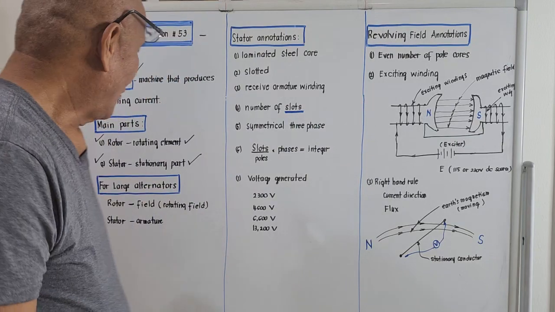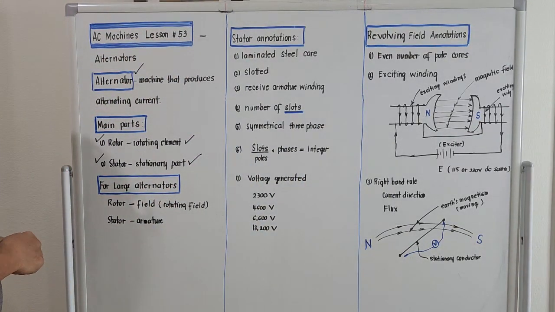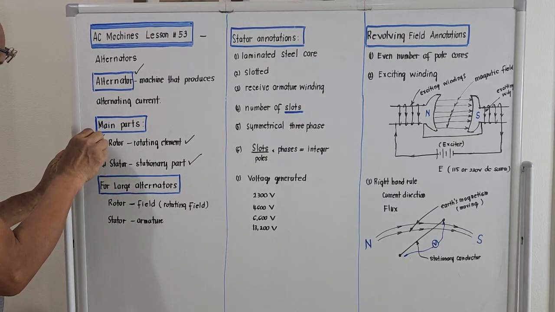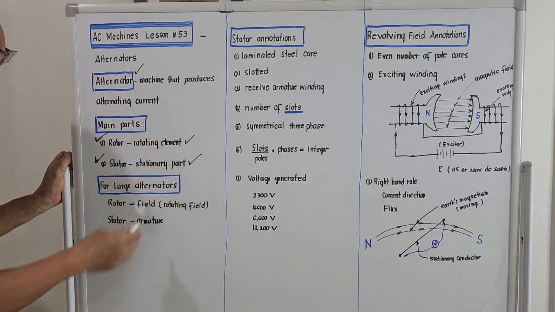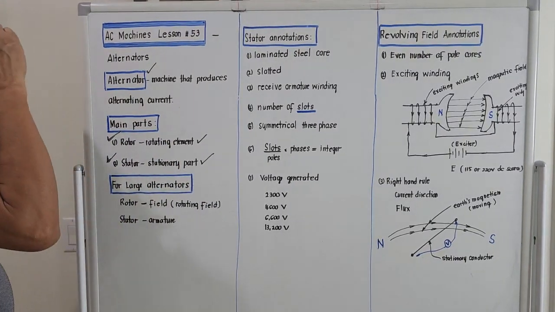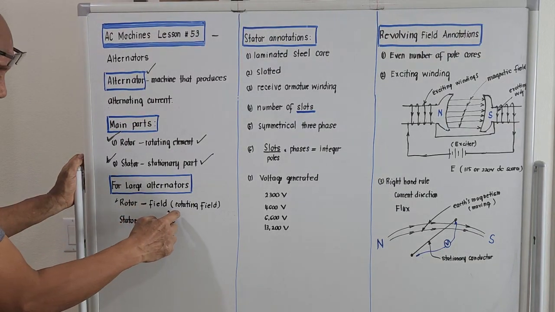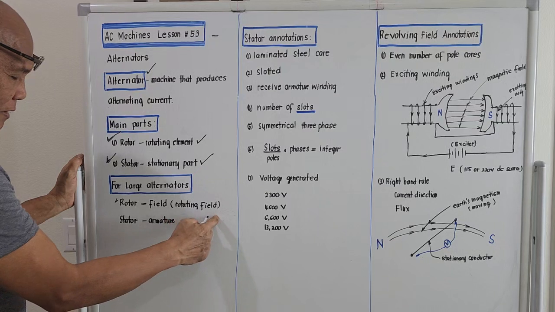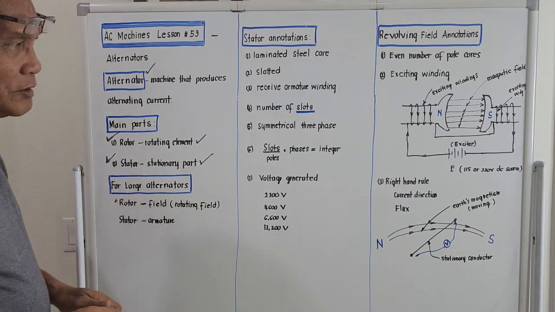Okay, let's go back to alternator. For alternator, the rotating part is termed rotor. The stationary part is stator. And for large alternators, we specify here: the rotor is the rotating magnetic field, and the stator is the one that is stationary, the armature. Okay? It is something like this.